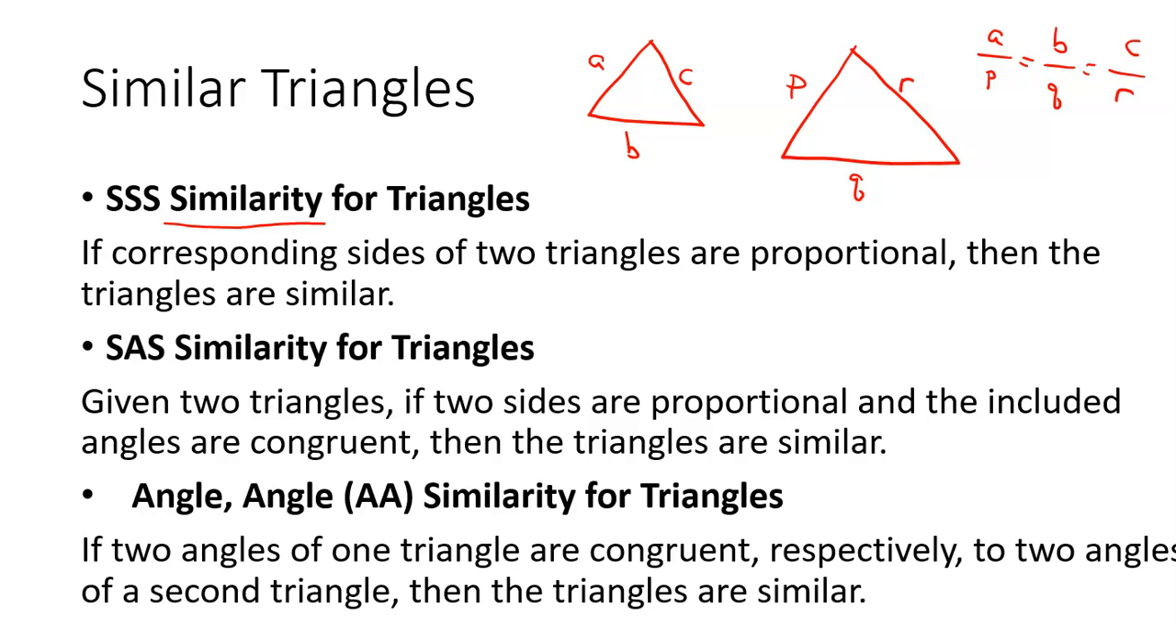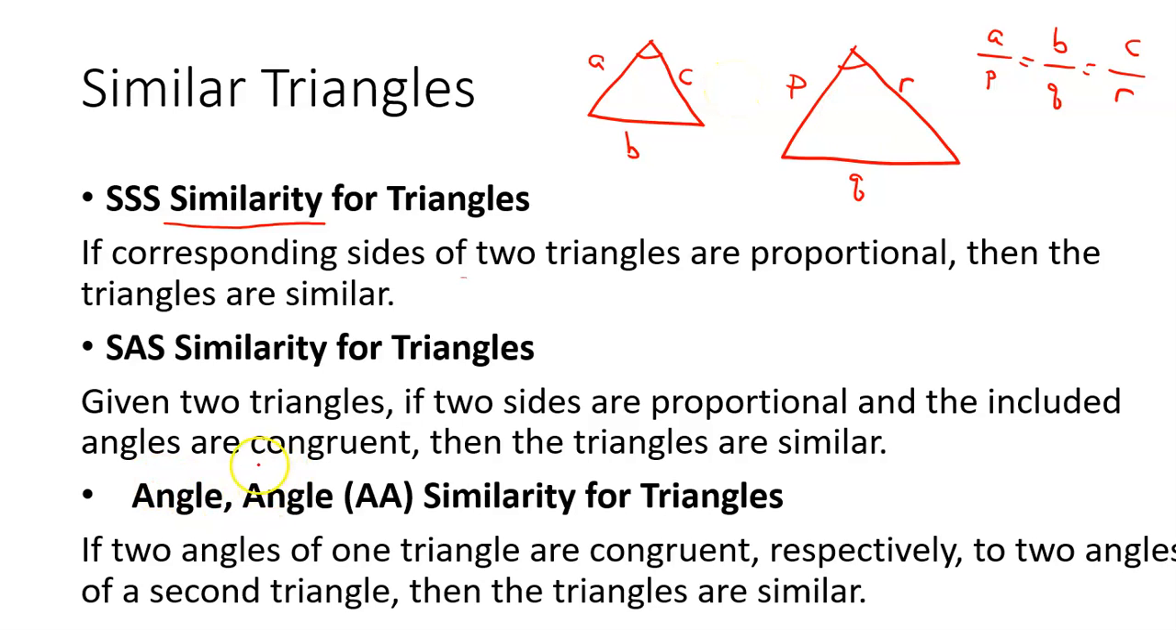Side angle side is similar, except that it says, all right, you've got two sides that are proportional and the angle between them congruent. So it might be that I have two sets of sides proportional, not the third, right? In other words, I don't have the B and the Q in this one. I just got the two sets of sides proportional and the angle congruent.